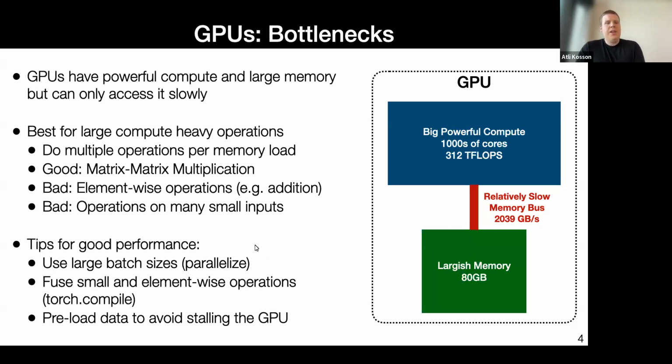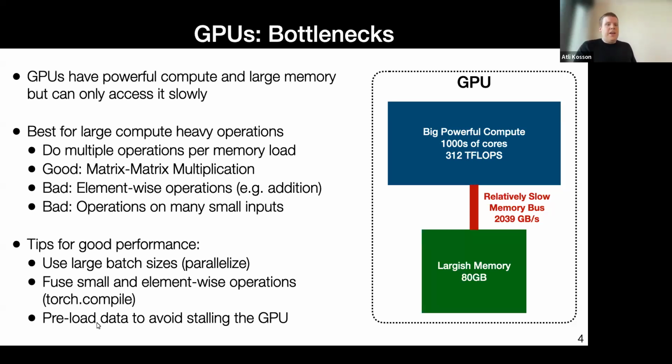The high-level tips for good performance are to operate on large inputs. One way that you can do this in your model training is by using larger batch sizes. Another is fusing small and element-wise operations. The practical way nowadays would be something like torch.compile. We'll see later an example of how this can affect performance.